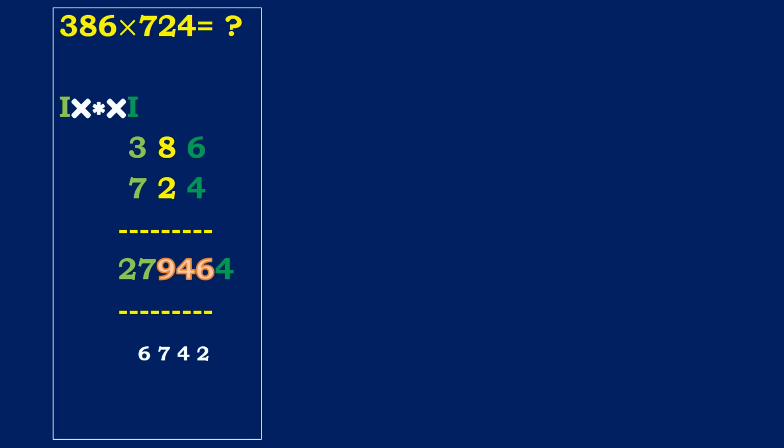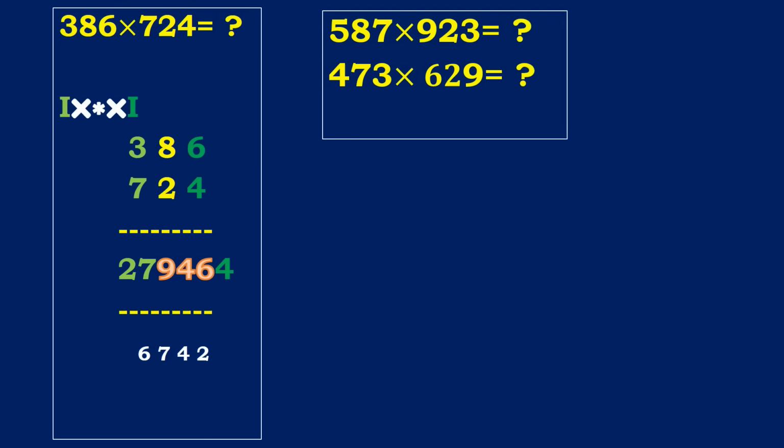The final step here is to multiply the hundreds places. That is, 3 into 7 is 21. 21 plus 6 is 27. So, the answer here will become 2, 7, 9, 4, 6, 4. Let's see how many of you can solve these 2 questions and get all 2 of them correct. Answers for the given 2 questions. I hope all of you have got all 2 of them correct.